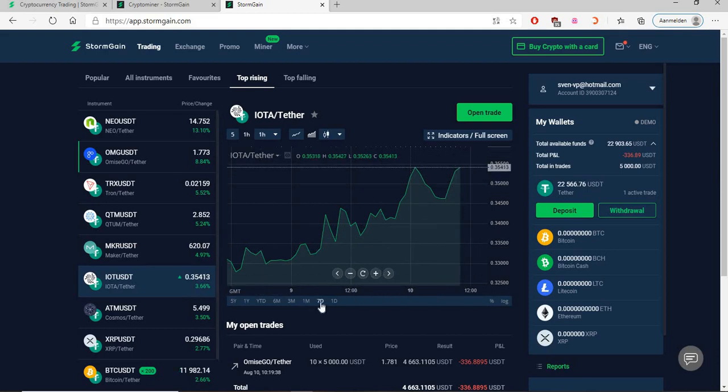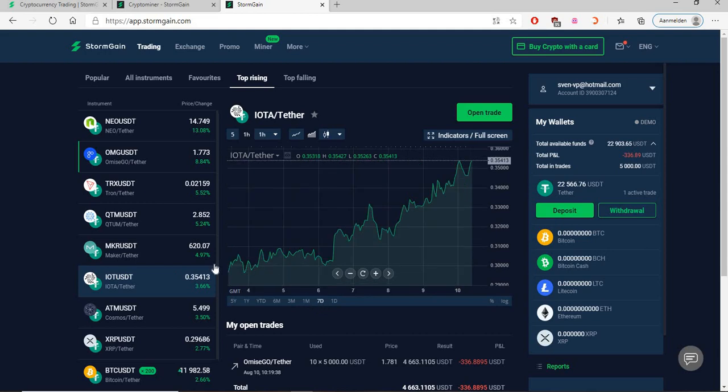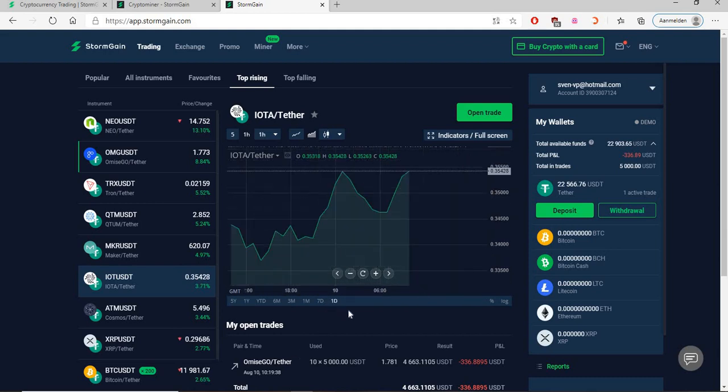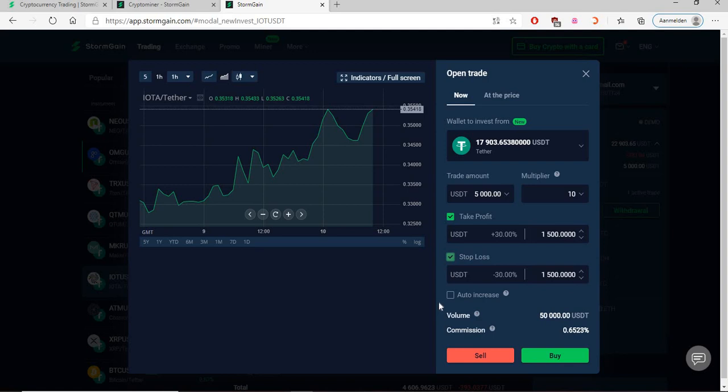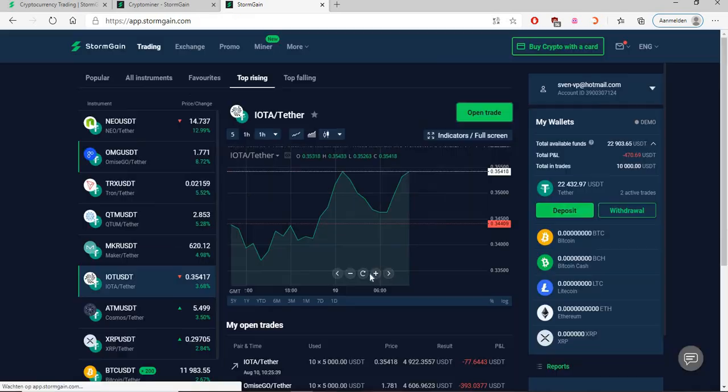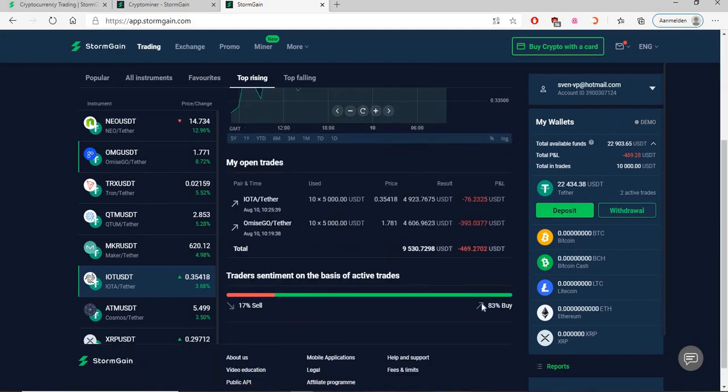So let's take a moment to look at the 7-day ratio, and we see that it has a good history of the last 7 days of rising in value. So this is possibly a good one to invest in, and I'm also going to take a $5,000 investment on it. Also, yet again, a 10 times multiplier, the same take profit and the same stop loss. Okay, let's buy it and let's hope it's going to rise.